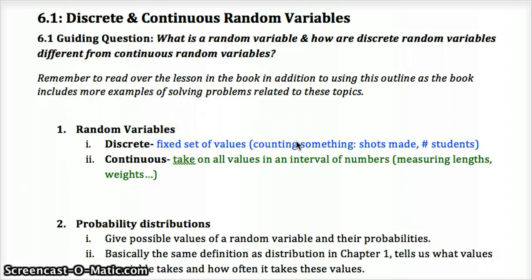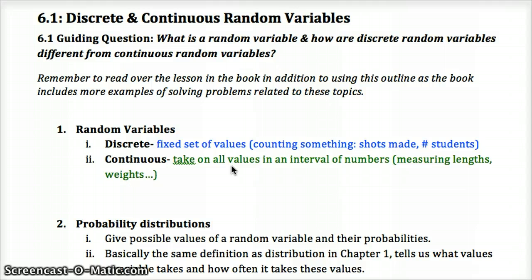Random variable. Discrete would be a fixed set of values, like counting something. Oftentimes these are whole numbers. So, for example, the number of shots made out of 100 for a basketball player, or the number of students in a class. Continuous variables take on values in an interval, so measuring lengths, weights. You can have a decimal, like you can be 180.245 pounds. So continuous takes on all values in an interval. Discrete variables, just fixed sets.